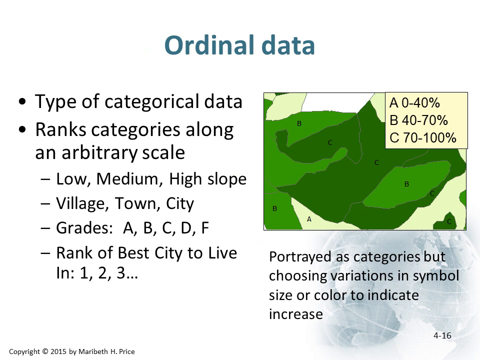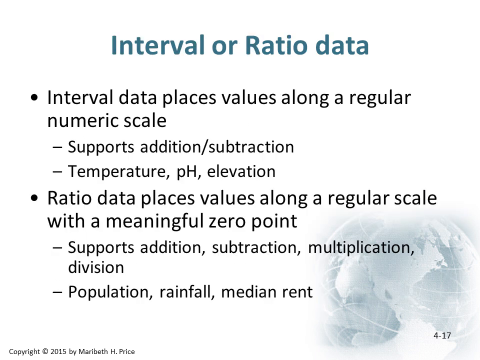Ordinal data. This is a type of categorical data where it ranks categories along an arbitrary scale, like low, medium, and high. Village, town, or city. A, B, C, D, F. Best places to live, like 1, 2, 3. And so you would literally have categories like this and then some explanation.